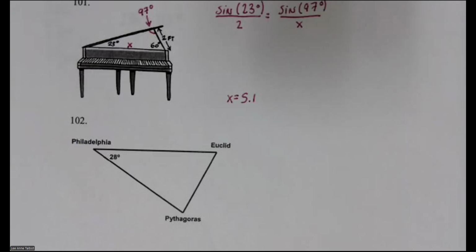Now there are, believe it or not, 8 versions of the quiz. Some of the versions are different. Some of them require you to make sure that you find that third angle before you can set up your law of sines. I'm warning you ahead of time, just don't forget that's a thing. Okay, number 102.